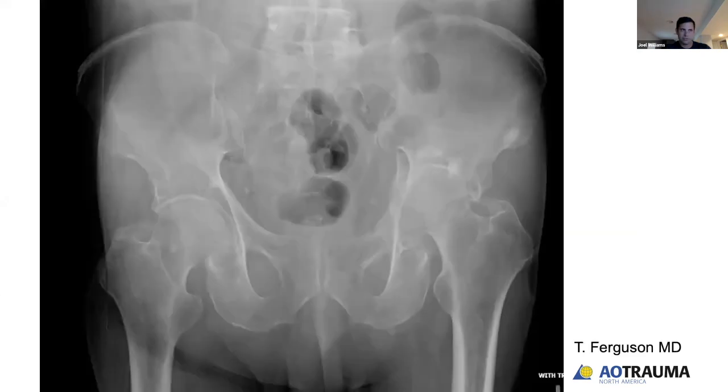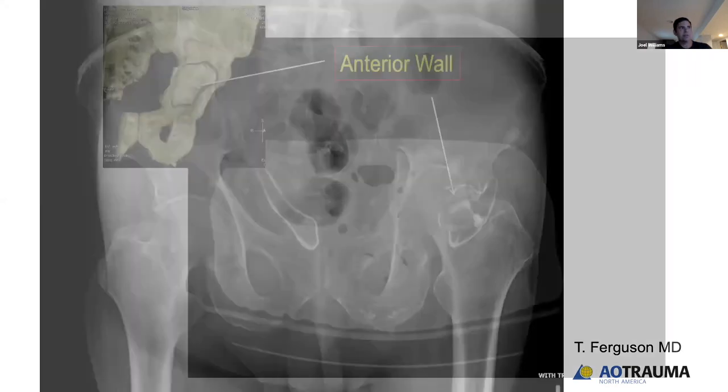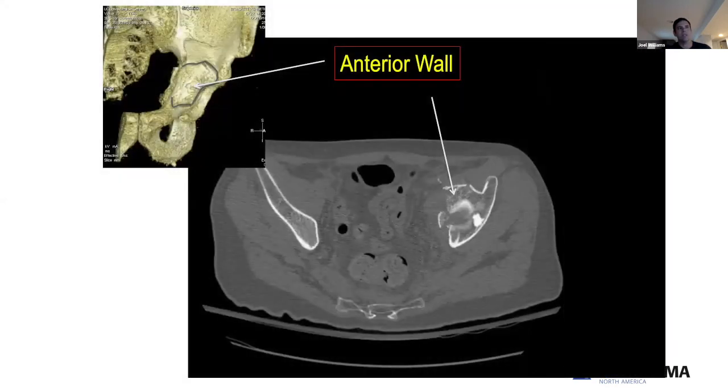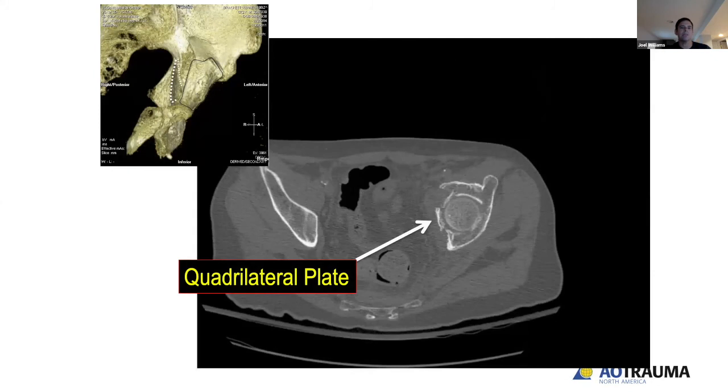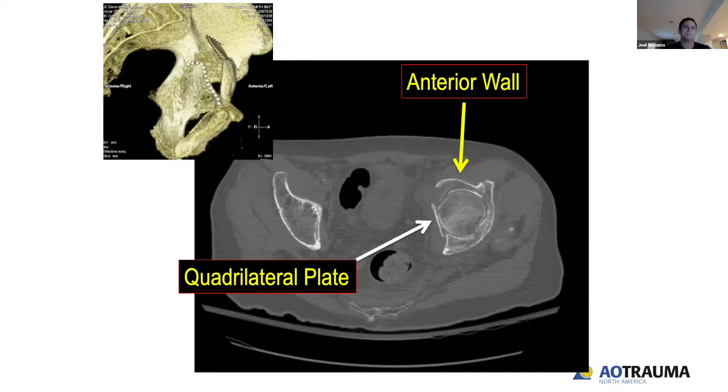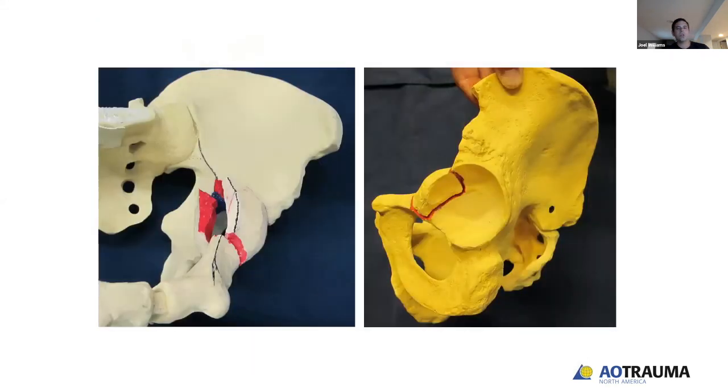Here's a very typical example of this elderly anterior wall fracture pattern. If we look to the CT scan, we can make out the anterior wall on top, and then if we look medially, there's a quadrilateral plate component. Here's a sawbone representation of the anterior wall fracture pattern. The area outlined on the pelvic rim is the anterior wall component.